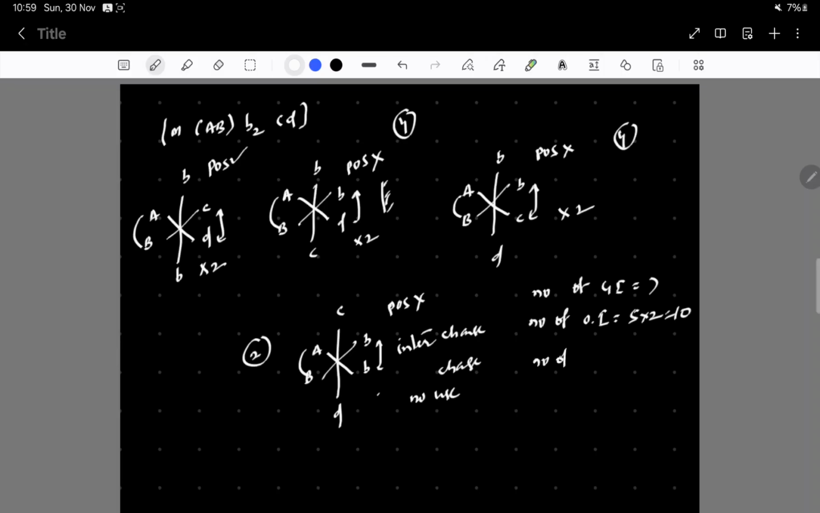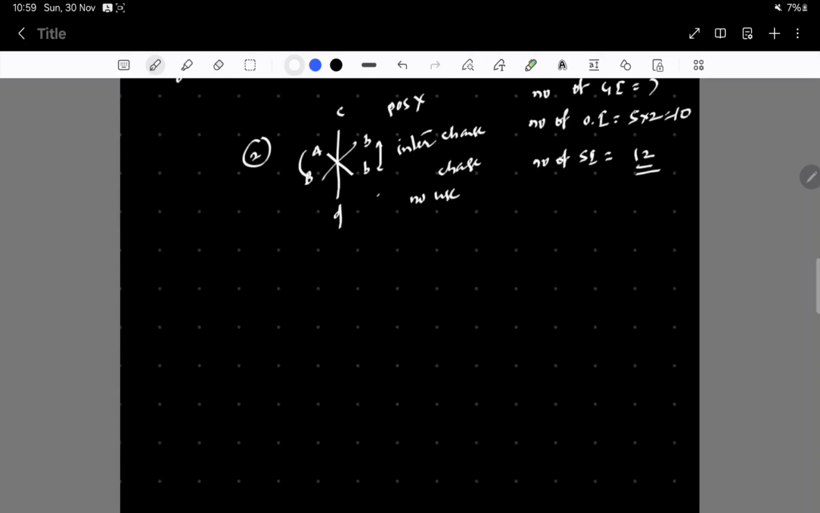Now the number of stereo isomers, I can write, student, this will be 7 and this will be 5 only. Now total number will be 12 only, right. Now next we will move to one more example, this case, student.